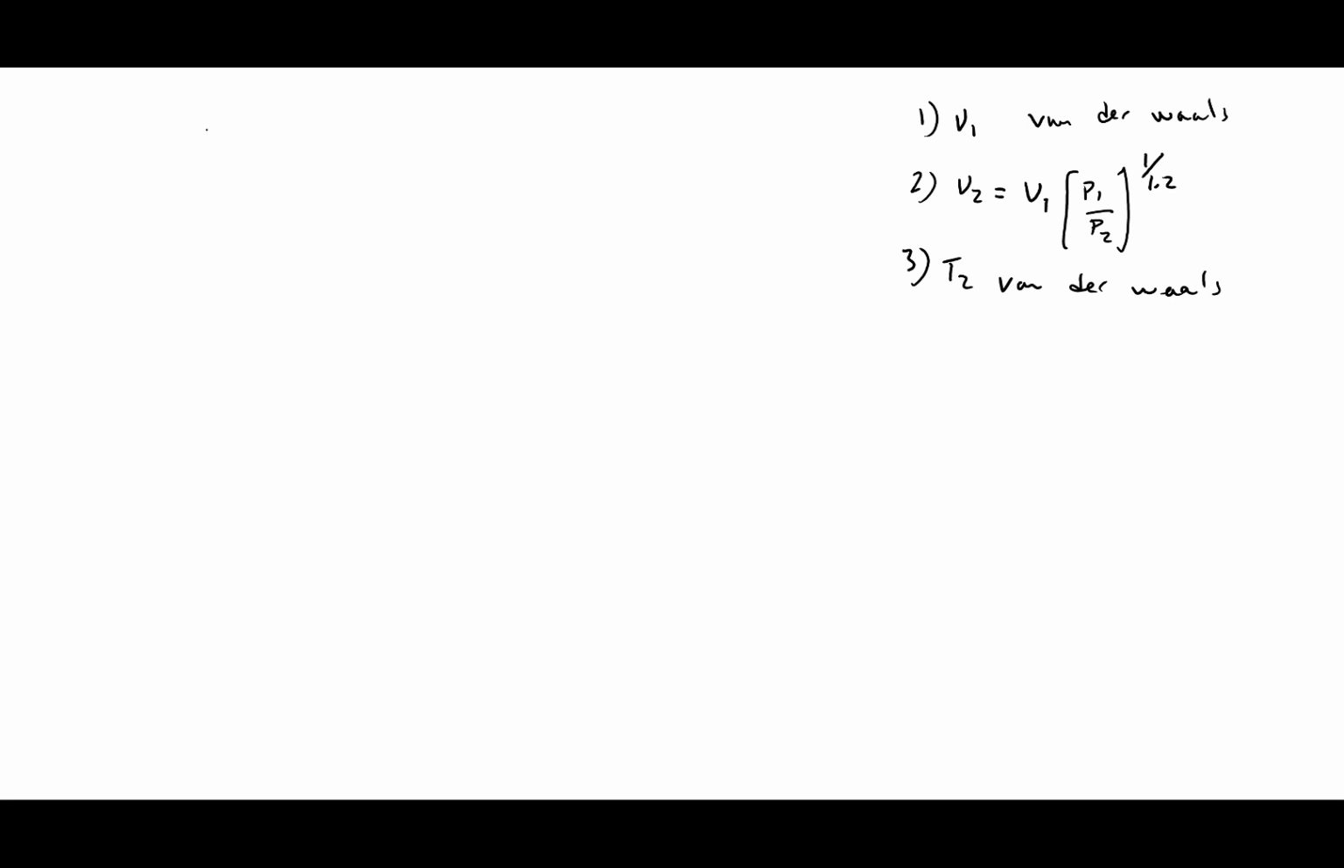So the van der Waals equation of state looks like this. We're calculating V1, so we need (P1 plus a over V1 squared) multiplied by (V1 minus b) is equal to RT1.